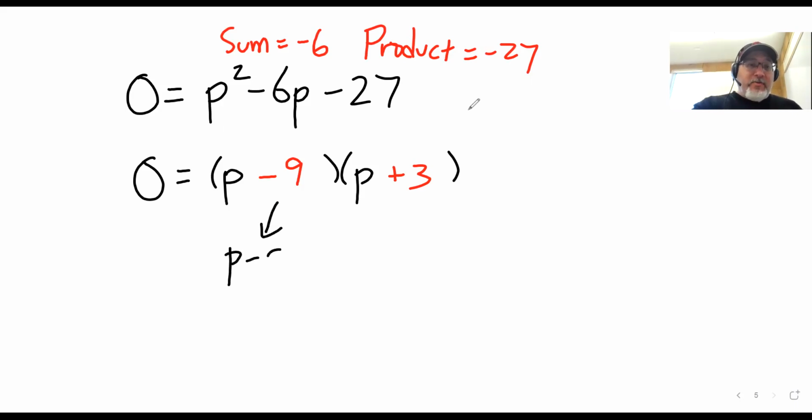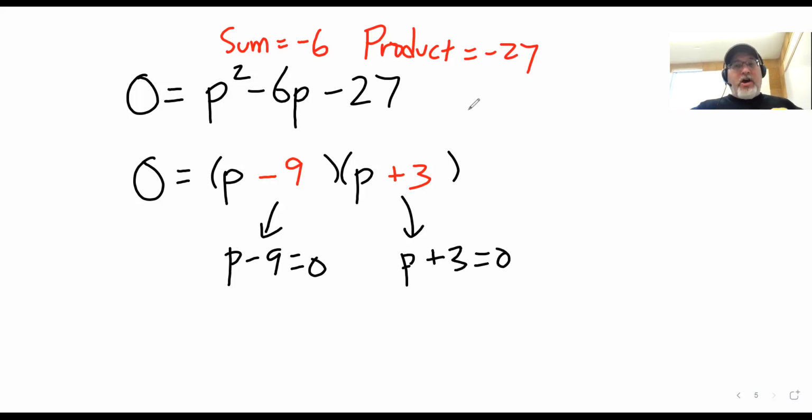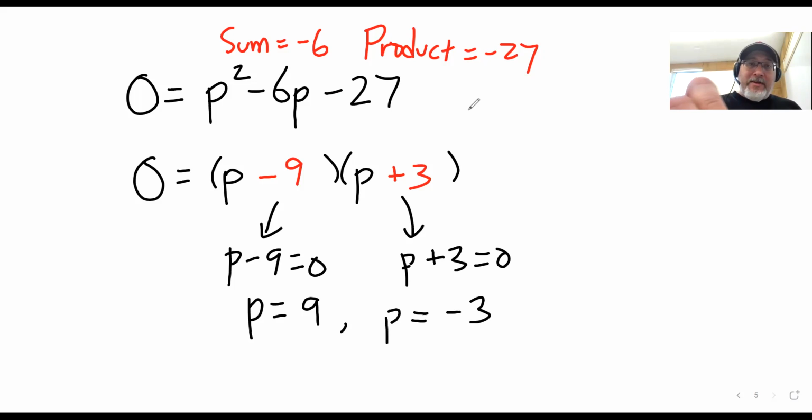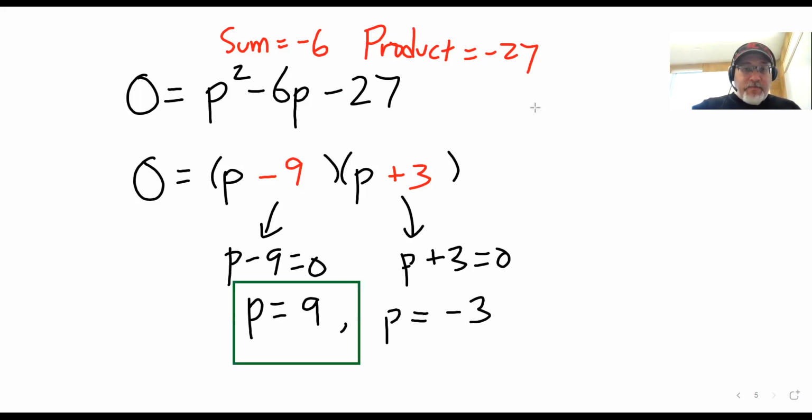P minus 9 is equal to 0. P plus 3 is equal to 0. Because the only way a multiplication problem can equal 0 is if at least one of its factors is 0. This gives us solutions of p equals 9 and p equals negative 3. And we finally breathe a sigh of relief because our goal is achieved. We got the p by itself. We can relax.